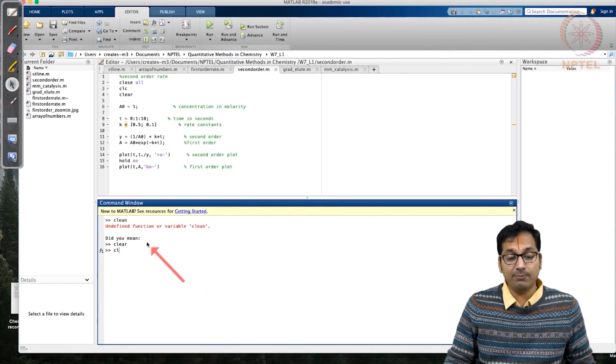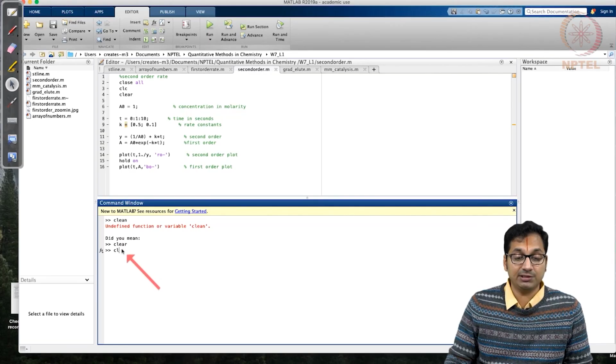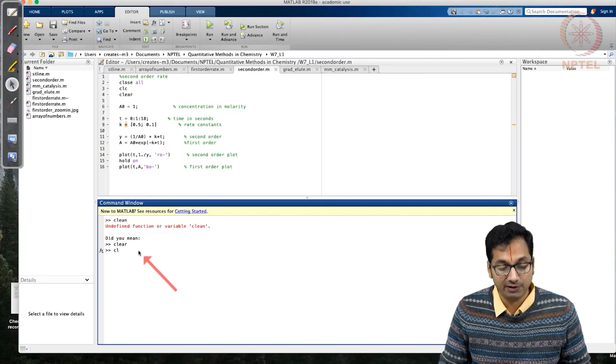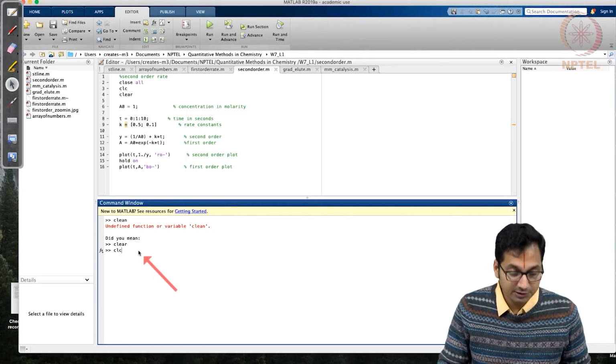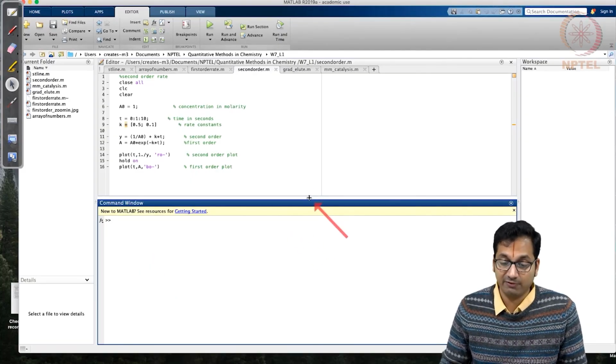Then whenever you type a wrong command, it actually tries to say that function doesn't exist, and it also suggests which function we might have ended up hitting here. So if you hit enter, it helps you get the job done faster.